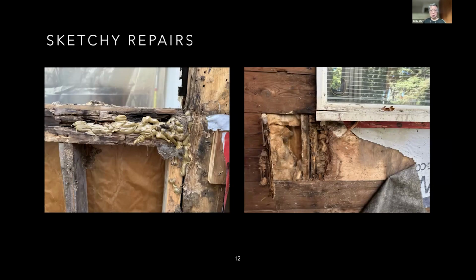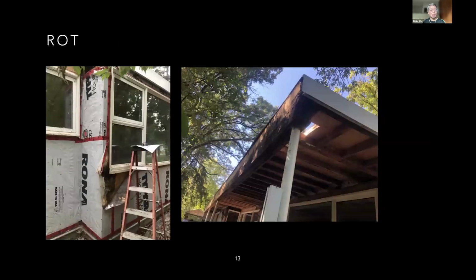So those sketchy repairs, of course, ended up causing rot. And you can see this was on every single window. And on the right picture, even the structural elements were rotting out because of poor installations and maintenance practices. So this is our chance to really do a job for this house and repair it.